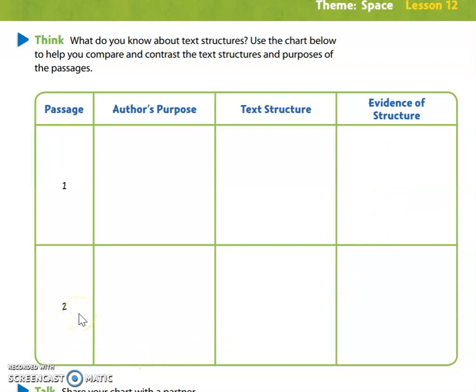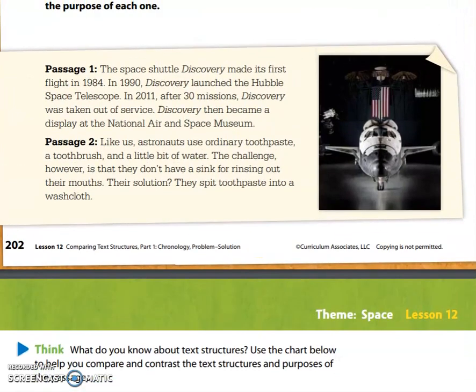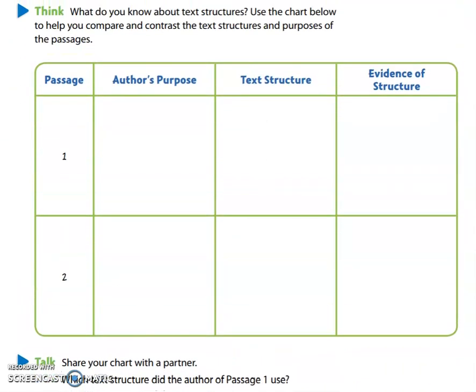Passage number 2. What is the author's purpose? I'm going to go back, and hopefully you're following along in your package. It's about the astronauts and their toothbrush and toothpaste, and they had water, but they didn't have a sink, and then they realized that they would just spit the toothpaste into their washcloth. So what was the author's purpose? I think the author's purpose was to explain how astronauts solved the problem of not having a sink when they brushed their teeth. So I am going to write that in my chart here.